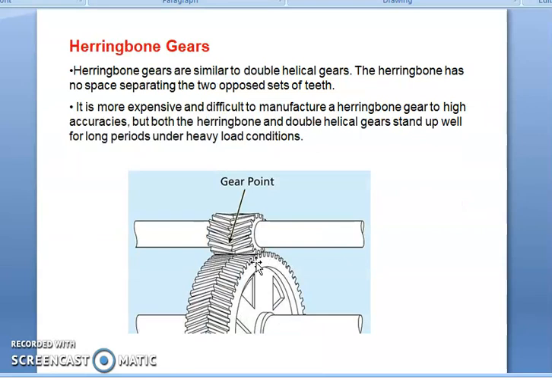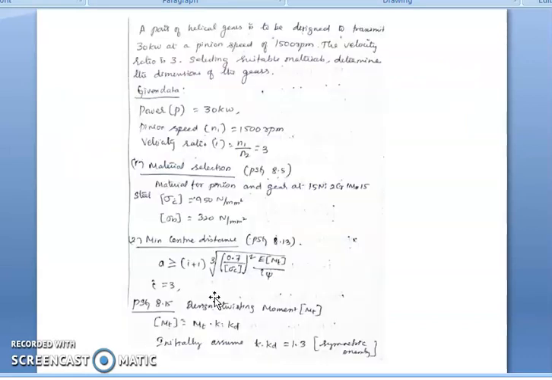Herringbone gears are similar to double helical gears, but in herringbone gears there is no separate space opposing the sets of teeth. So it is more expensive and difficult to manufacture herringbone gears to high accuracies. But both herringbone and double helical gears stand up well for long periods under heavy load conditions.